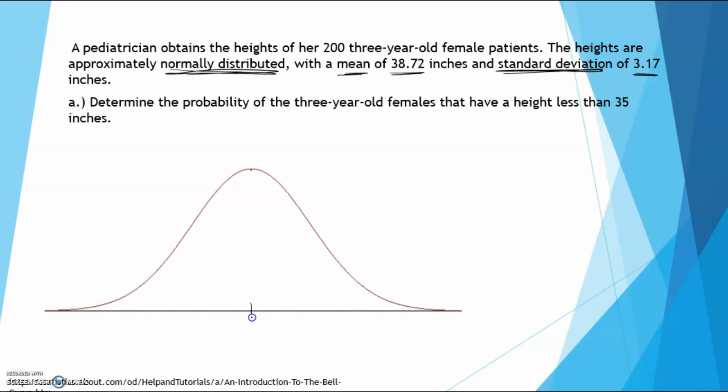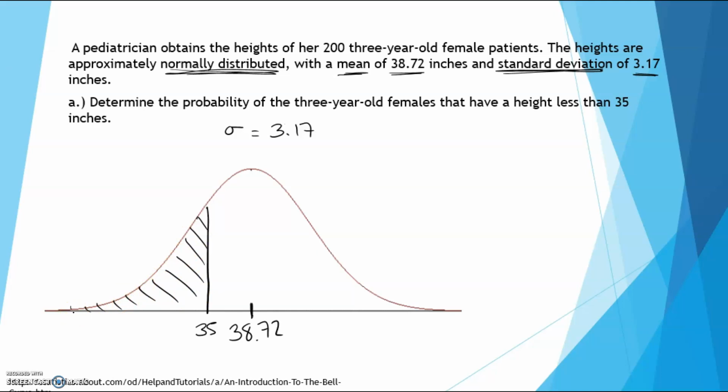All right, so first thing, I need to put the mean right in the middle: 38.72. And then usually I write to the side, okay, my standard deviation is 3.17, just so I can see it. Now we are looking for 35. We'll say 35 is about here. And I'm looking for less than that number, so I'm looking for the area to the left.